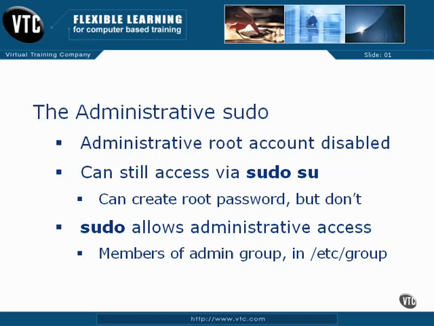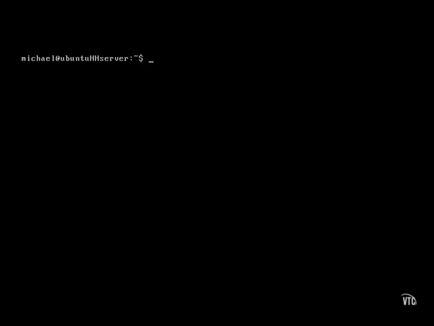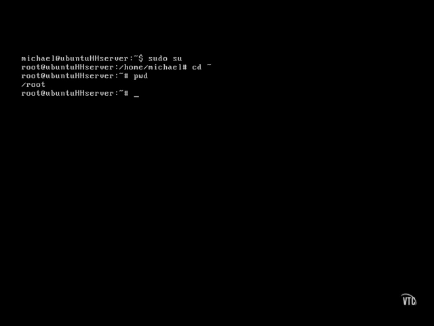The administrative sudo. By default, you're not allowed to use the root account in Ubuntu Linux. Yeah, there's a way to set up a password for the root user. All you would need to do to log into the root account is run the sudo su command. Look at that, we're now in the root account. And to confirm, we see that the root account's home directory is /root.